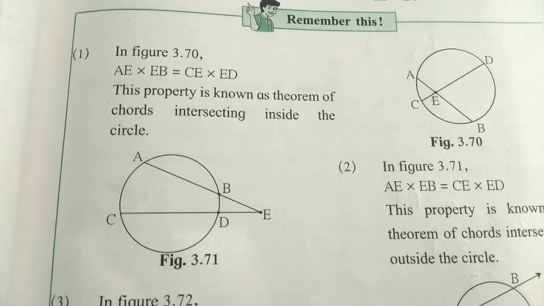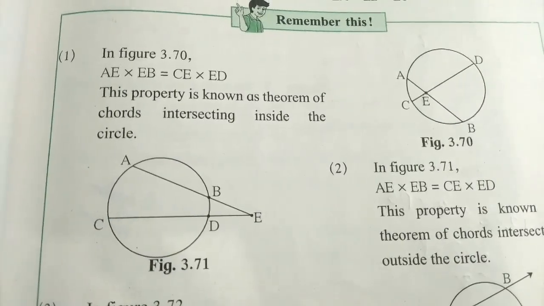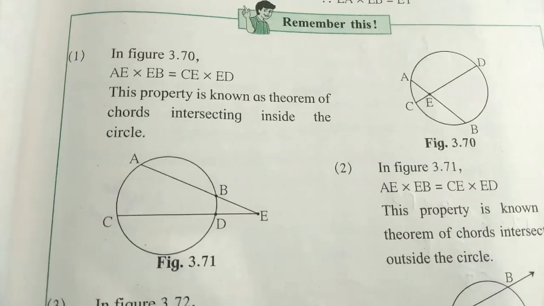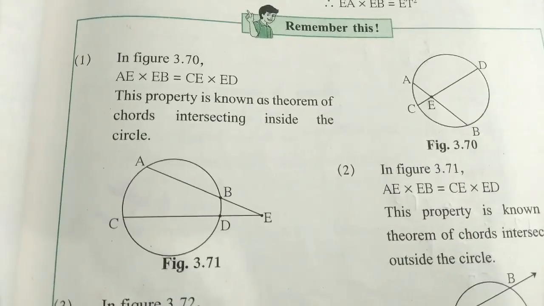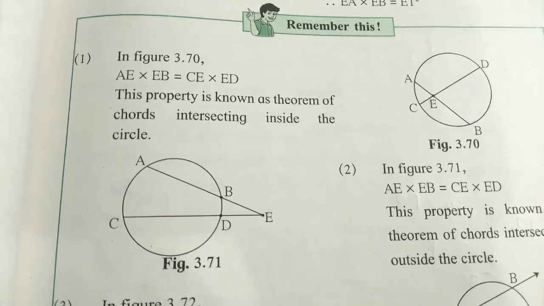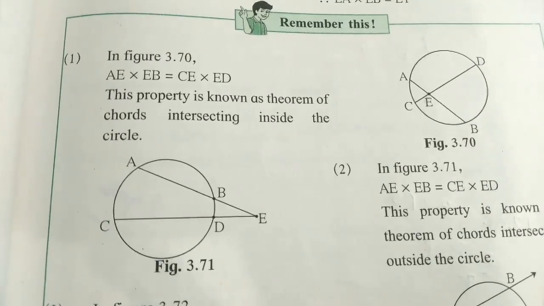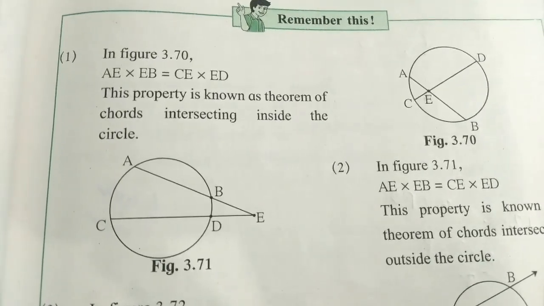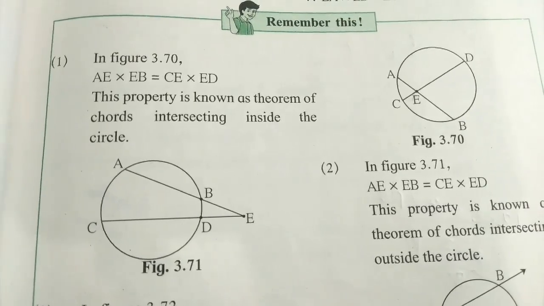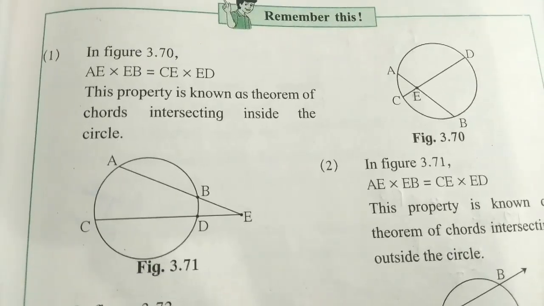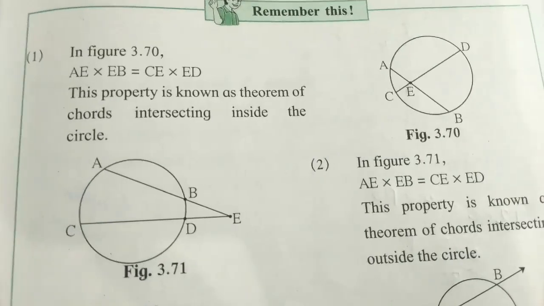My dear students, now we are going to complete practice set number 3.5 of Mathematics 2, chapter number 3, Circle. This practice set is based on three properties or theorems: the tangent secant theorem, the theorem of chords intersecting outside the circle, and the theorem of chords intersecting inside the circle.